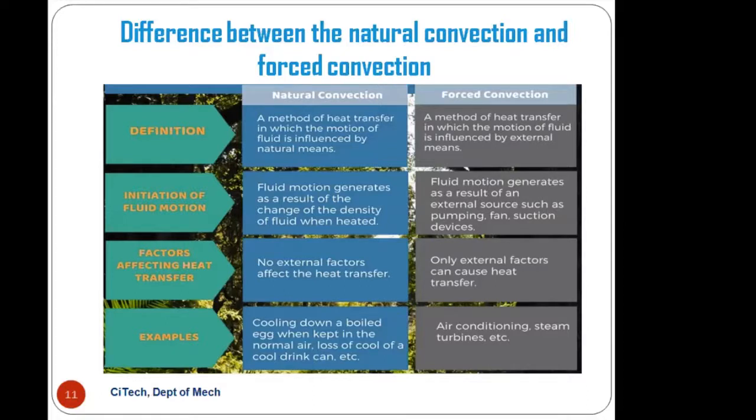Understand? But in forced convection, an air conditioning system and a steam turbine are examples. Why? Because in air conditioning and steam turbines, we are using an external pump, blower, or fan to cause the heat transfer. So these are the examples of natural convection and forced convection.